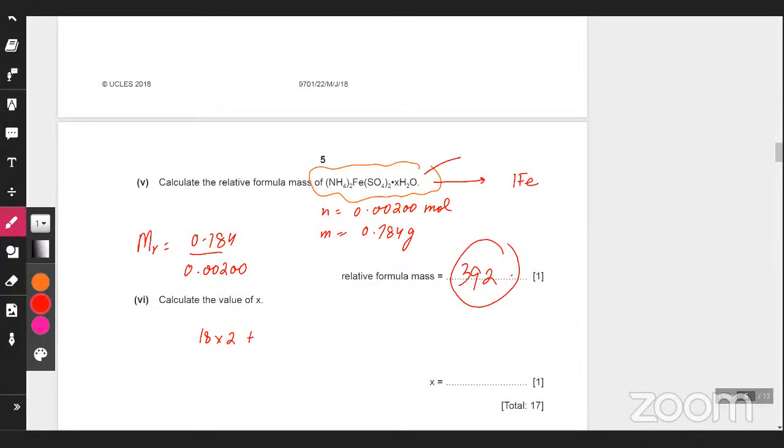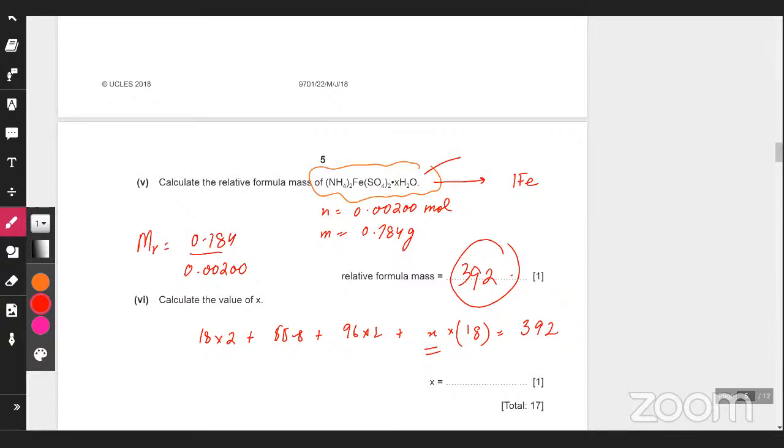So it's 55.8, and then you have SO4, which is 32 plus 16 into 4, that's 96, into 2. And then there is X multiplied by water, which is 18. And this entire thing should be equal to 392. So you can solve this and you would be able to find the value of X.